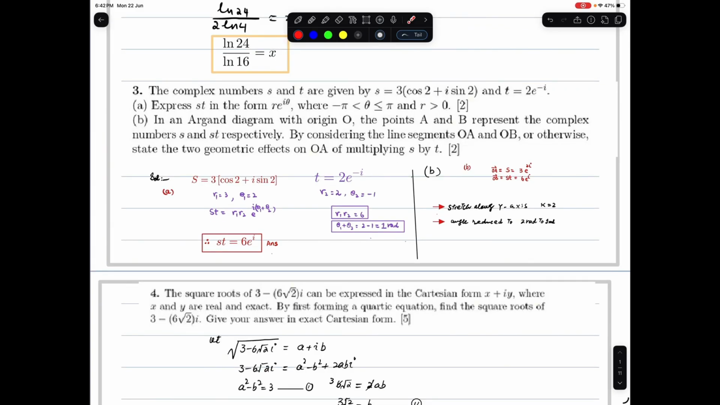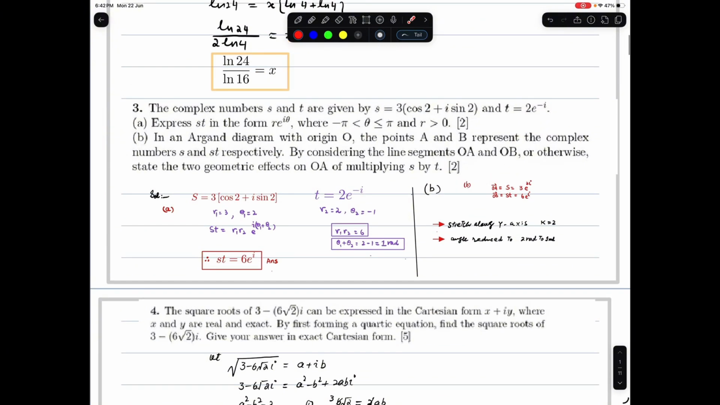Very easy question. Question number 3 is related to complex numbers. The complex numbers s and t are given by s equals 3 times (cos 2 plus i sin 2), and t equals 2 e raised to power minus i. Express st in the form r e raised to power i theta, where theta is greater than minus pi and less than or equal to pi, and r is positive.